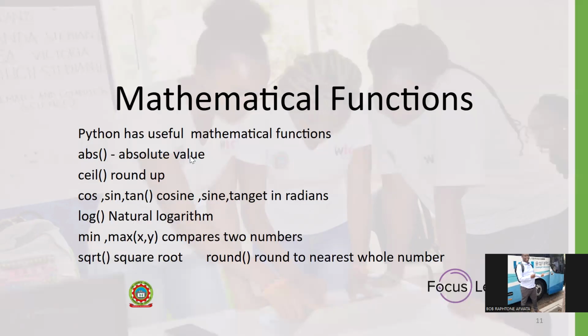ABS stands for absolute value. So if you have a number with a decimal point and you do ABS, it will tell you the absolute value. The absolute value is like taking the whole number part; you truncate or remove the decimal point. It's similar to not rounding off. There is rounding off and rounding down. Do you know the difference between rounding off and rounding down?